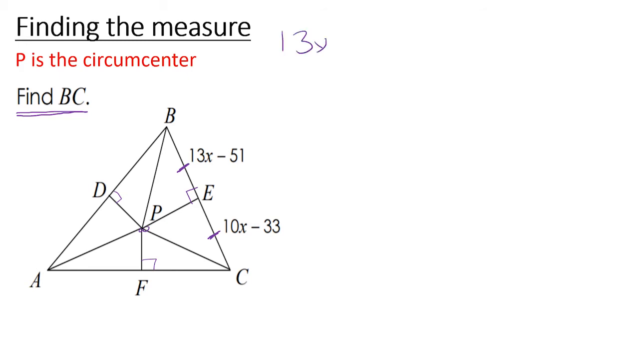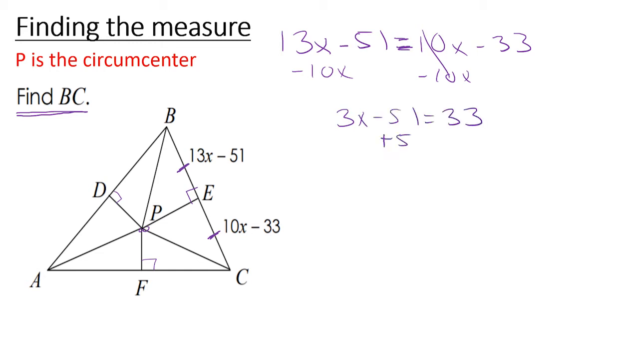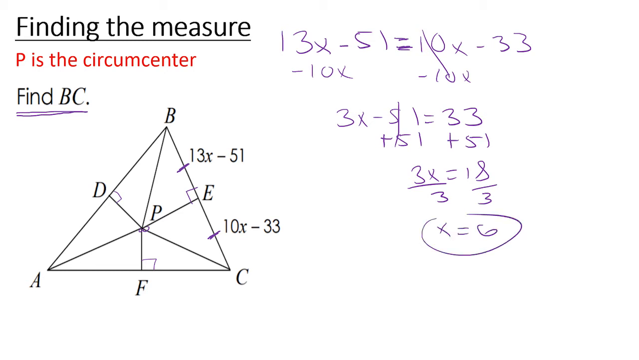We could set up an equation, 13x minus 51 equals 10x minus 33, because they would be equal. We use our algebra skills to solve this equation, subtracting 10x, and we're left with 3x minus 51 equals 33, adding 51, 3x equals 18, and last, dividing 3 by 3, x is 6. We are not done because we've only found x, so we need to plug it back in. EC is 10x minus 33, so that would be 10 times 6 minus 33, which is 60 minus 33.